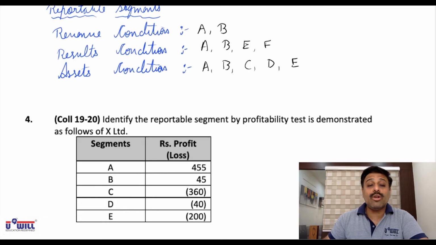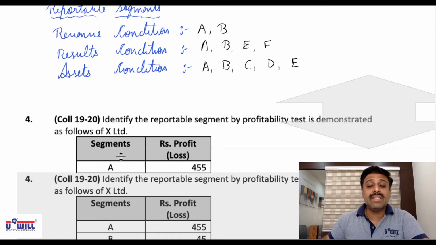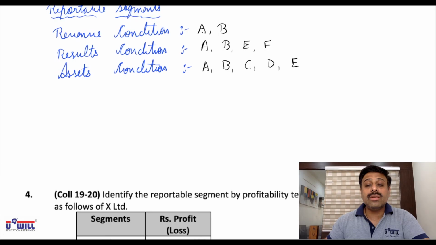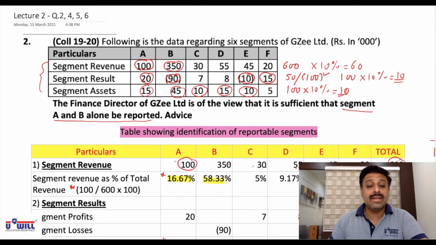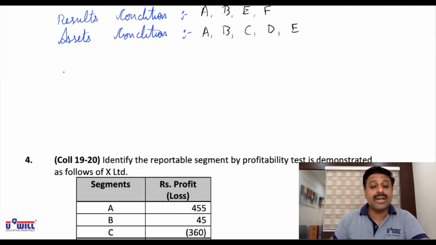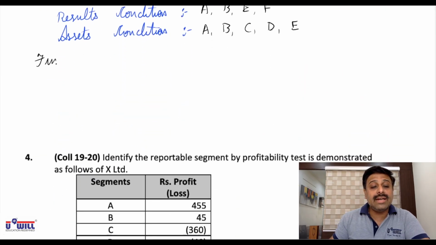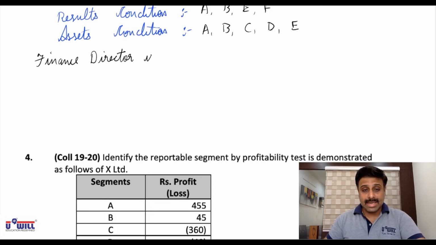Now, if we combine all the three conditions, then all segments become reportable segments because A and B are to be included here, C and D are to be included here, E is to be included here, and F is to be included here. So all the segments become reportable segments. Here it was given the finance director is of the opinion that it is sufficient A and B are to be reported. So write down finance director is of wrong opinion.